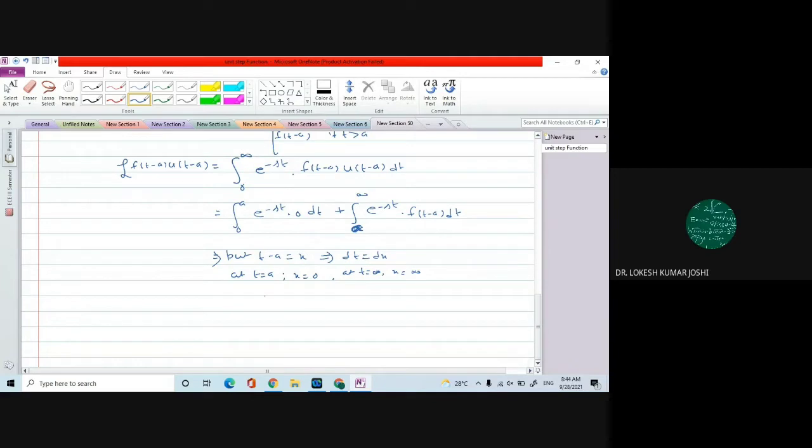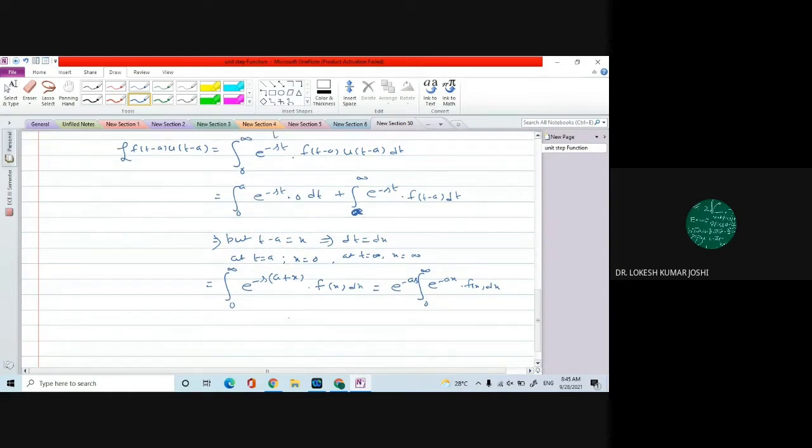Therefore, the above integral will become the integral from 0 to infinity of e to the power minus s, in place of t, we substitute a plus x, into f of x dx. This e to the power minus as can be taken outside of the integral as a constant. This one will become e to the power minus sx into f of x dx. Replace x with t. We can replace one variable with another variable.